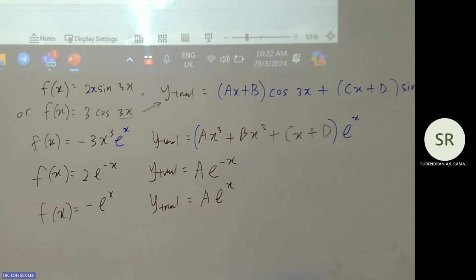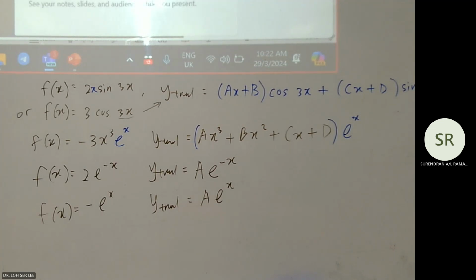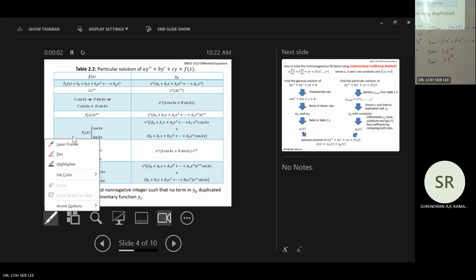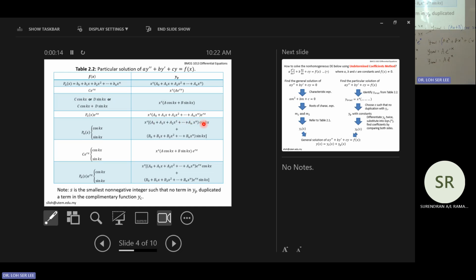If you look at the table, in this case you will have the general form of the polynomial times cos plus the general form of the polynomial with different constants. You see here, these are all A. Here, these are all B. So that means different constants. If you use AB here, that means here will be CD. Okay, and then sine.